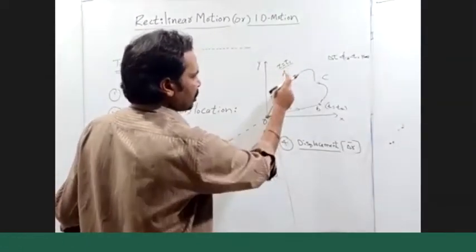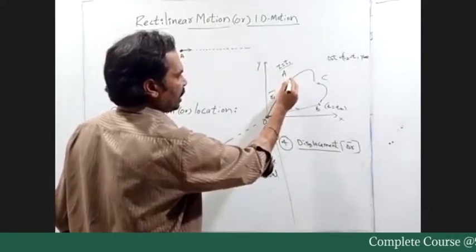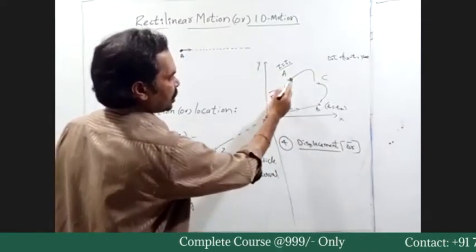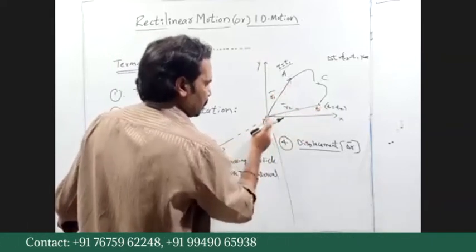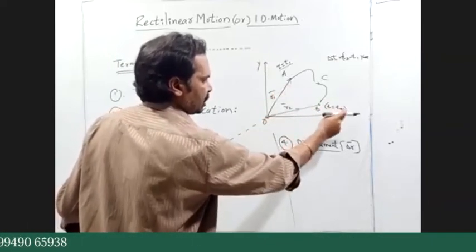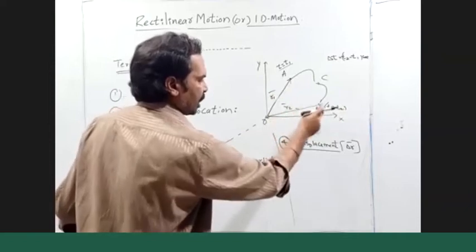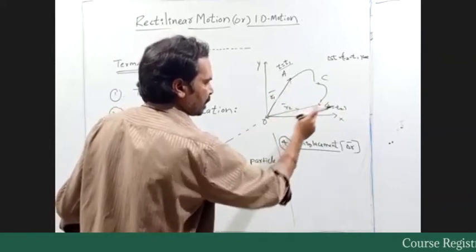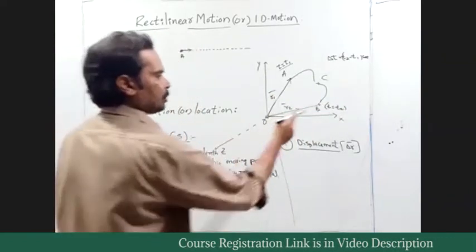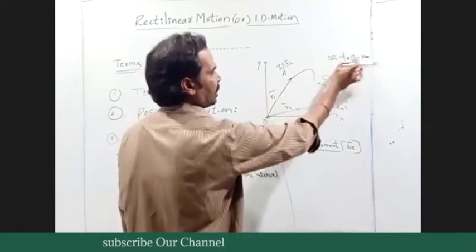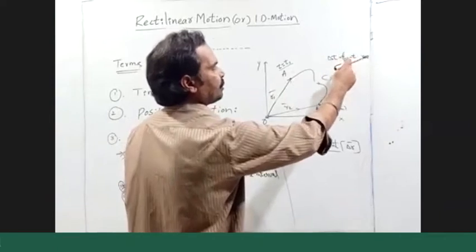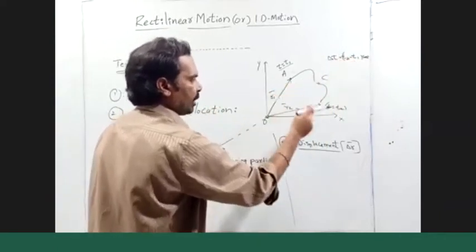When t is equal to t1, the particle is at point A, whose position vector is r1 bar. When t is equal to t2, the particle is at point B, whose final position vector is r2 bar. So in the time interval delta t, its position is going from A to B.